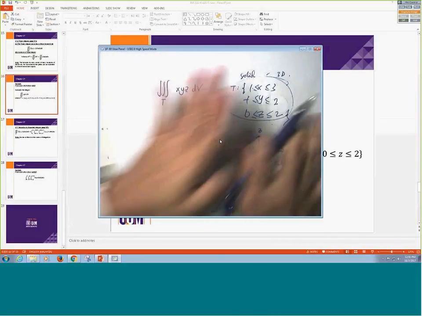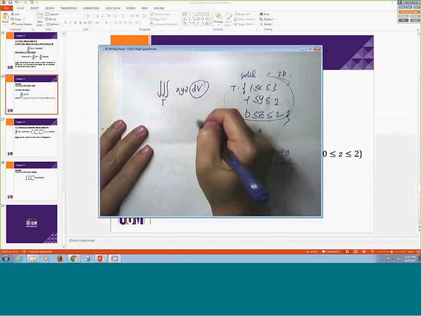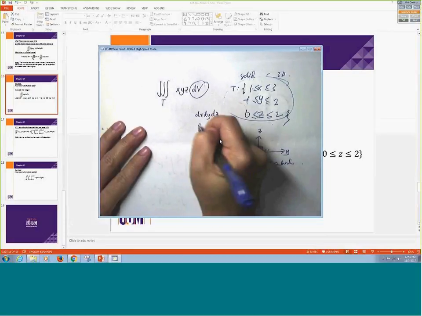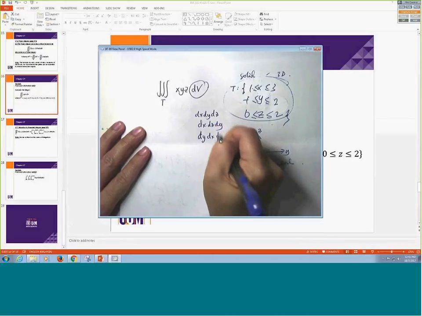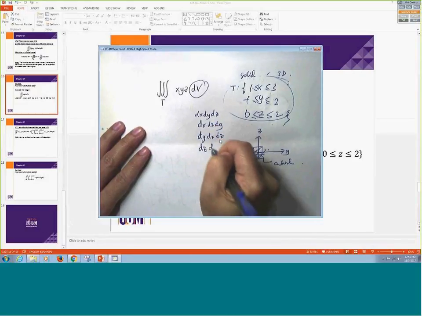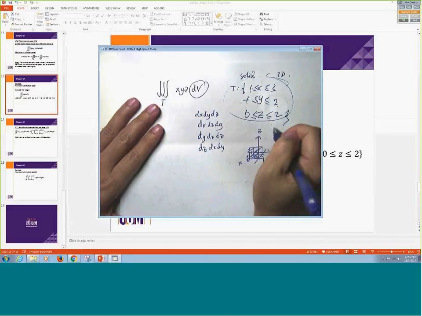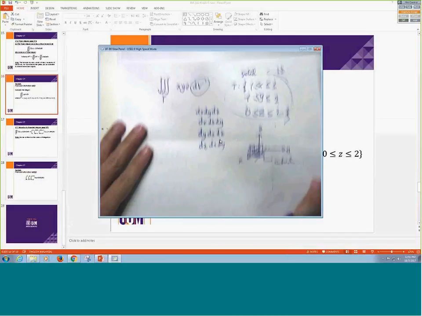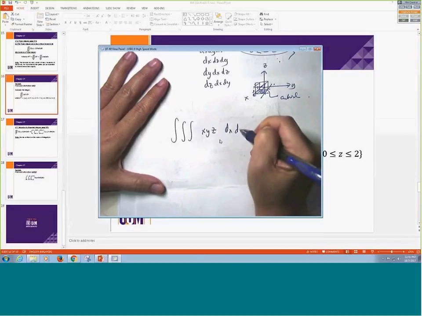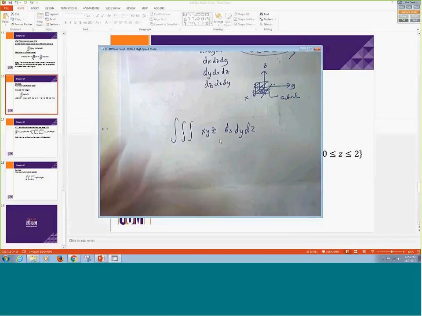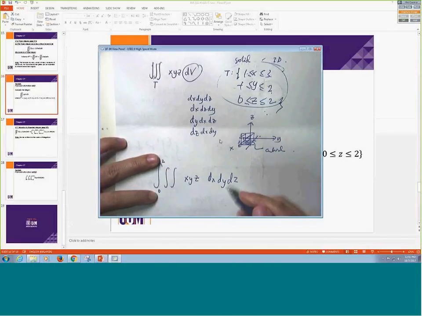You may write dv in many combinations: dx, dy, dz, dx, dz, dy, dy, dx, dz, dz, dx, dy. You have many combinations, so you may choose any, because this is constant, you are sure to get the answer. If, let's say, I would like to use dx, dy, dz, then z is the outer limit. Z from 0 to 2, y negative 1 to 2, x 1 to 3.